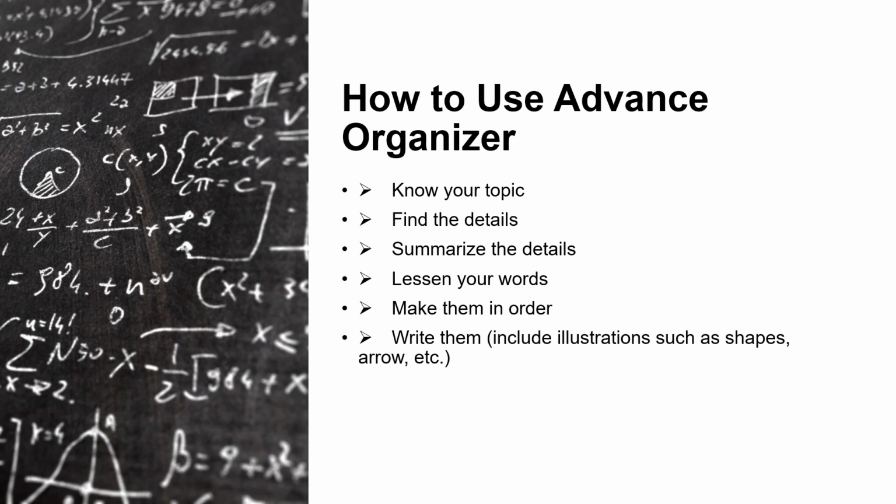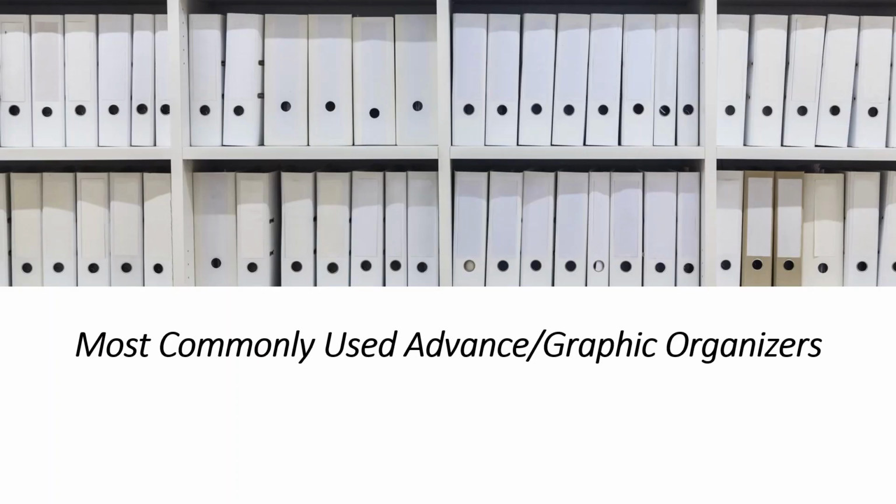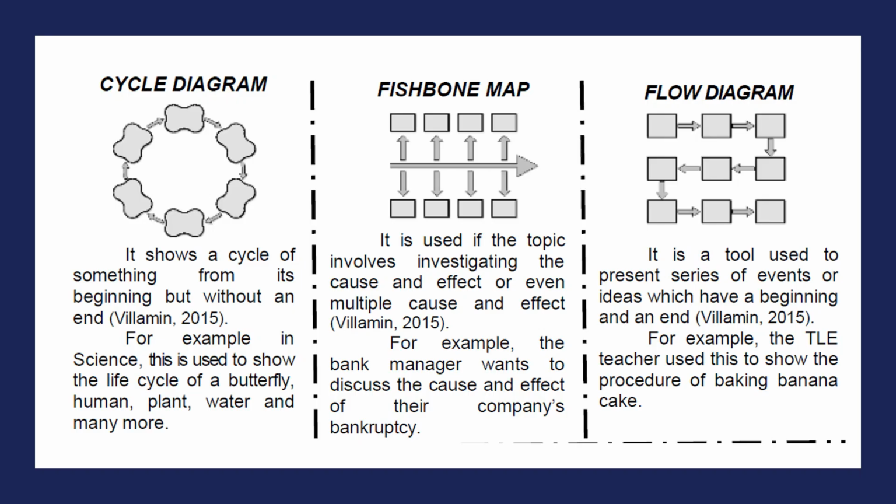Fifth, make them in order, in a sequential way. Make sure that it will be followed based on the sequence of events or whatsoever. Also, lastly, write them. Include illustrations such as shapes, arrows, and so on. At this point, we will see the most commonly used advance or graphic organizers. We've got cycle diagram, fishbone map, flow diagram. You can pause it for a while so that you can review it for yourself.